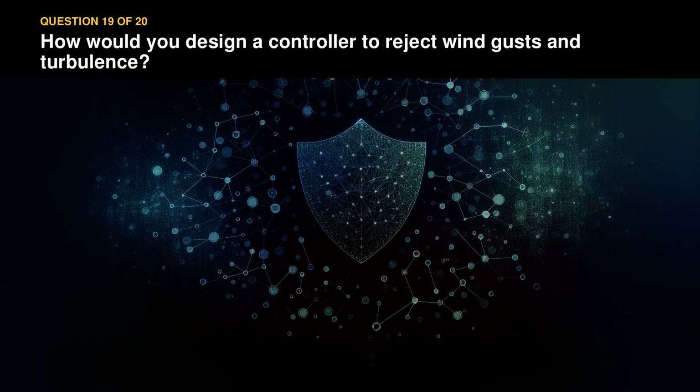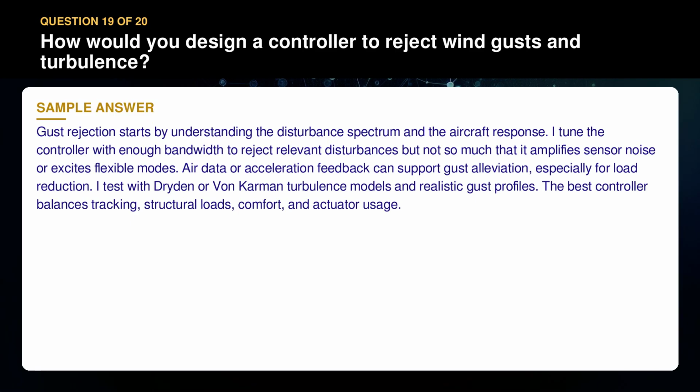Question 19. How would you design a controller to reject wind gusts and turbulence? Gust rejection starts by understanding the disturbance spectrum and the aircraft response. I tune the controller with enough bandwidth to reject relevant disturbances, but not so much that it amplifies sensor noise or excites flexible modes. Air data or acceleration feedback can support gust alleviation, especially for load reduction. I test with Dryden or von Karman turbulence models and realistic gust profiles. The best controller balances tracking, structural loads, comfort, and actuator usage.